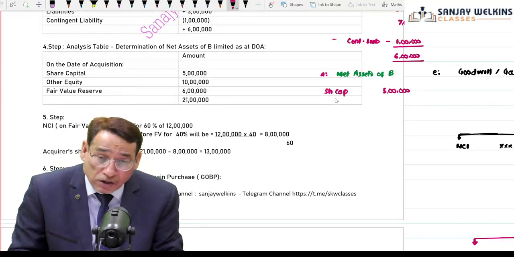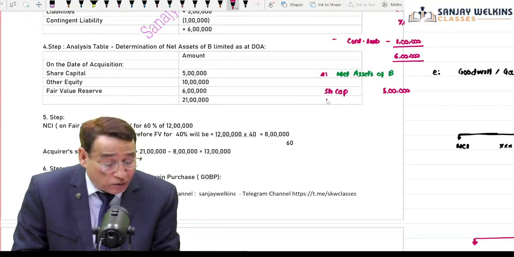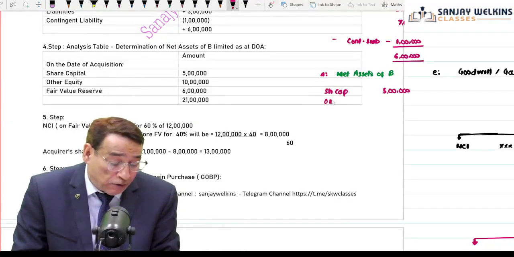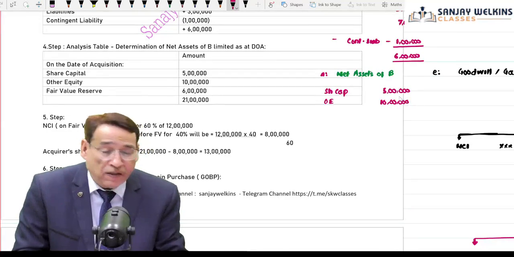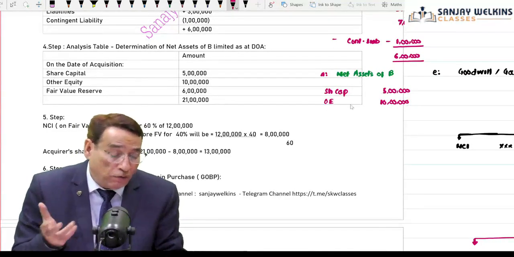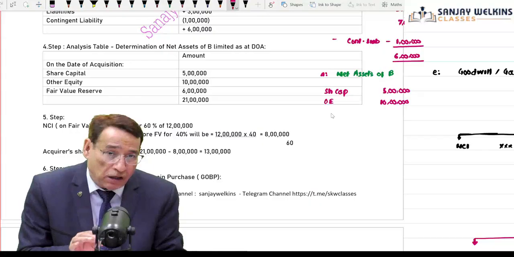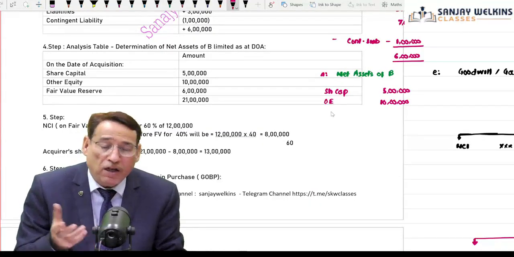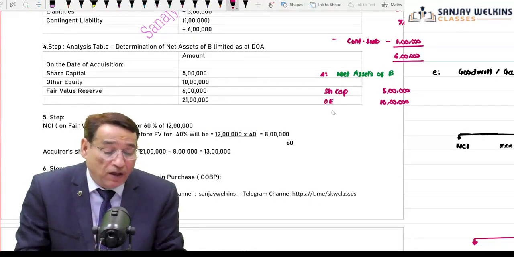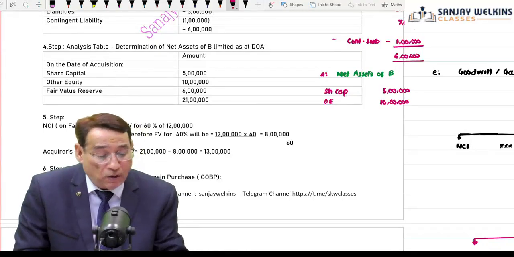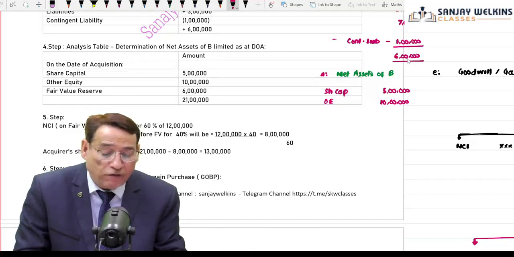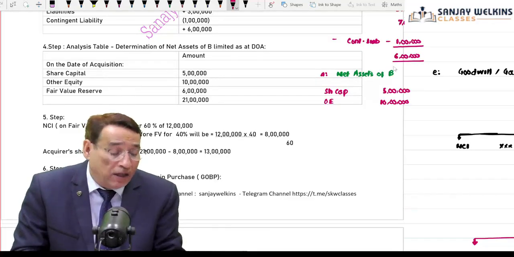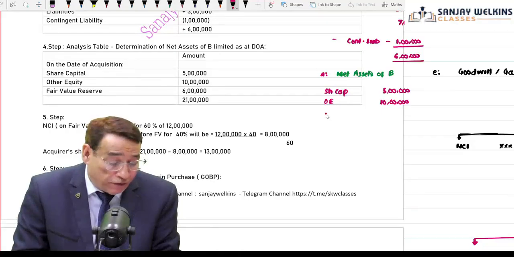It is given in the question itself. Then we will take into account the other equity. The other equity of B Limited is equal to 10 lakh. I just told you, net assets are always equal to equity, and equity is always equal to share capital plus other equity. Other equity comprises all types of reserves. Now, on the date of acquisition, as we saw, there is a revaluation gain or fair value gain of 6 lakh. So it is a sort of reserve also. We call it fair value reserve.